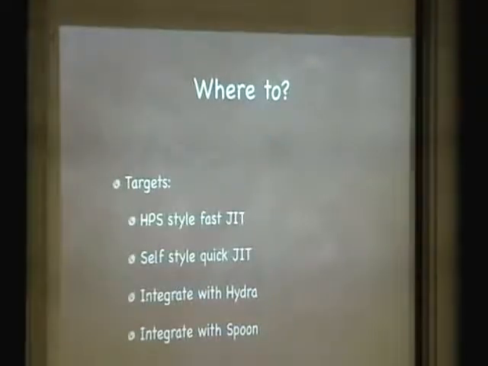But I have some targets, and the most important targets, speed-wise, are an HPS-style fast JIT. HPS is the Highly Portable Smalltalk, or Peter Deutsch's Smalltalk, which is the VisualWorks VM. And after that, I want to do a Self-style adaptive optimizer, which targets floating point performance.